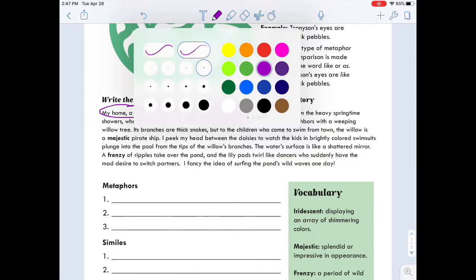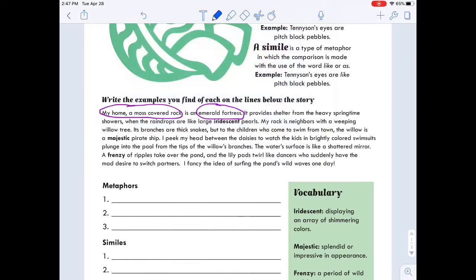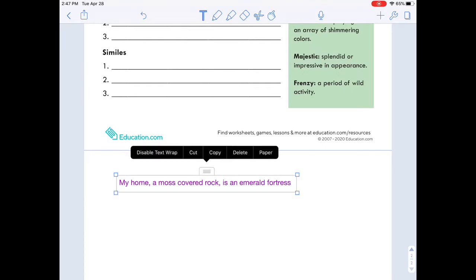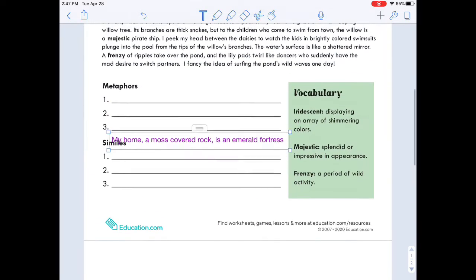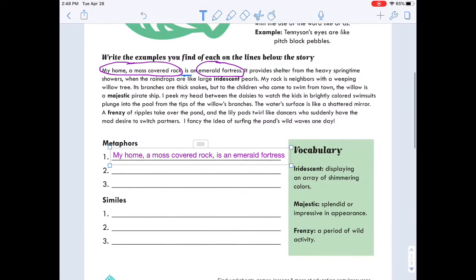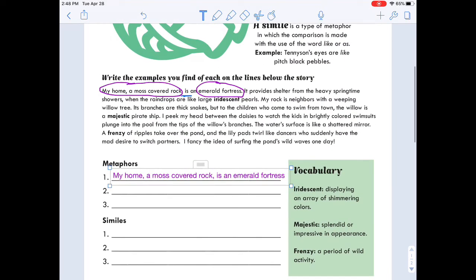Now that I found those two things, in a different color or just in general, I'm going to underline the word that is being used to compare the two. Because it's saying that one thing is another, that tells me that this is a metaphor. If it said my home, a moss-covered rock, is like an emerald fortress, that would be a simile. But in this circumstance, it's saying that one thing is the other, so that is a metaphor. So that is a good strategy on how to find the difference between the two.